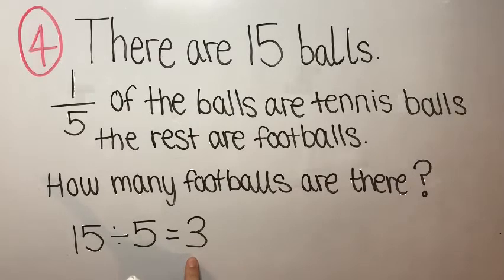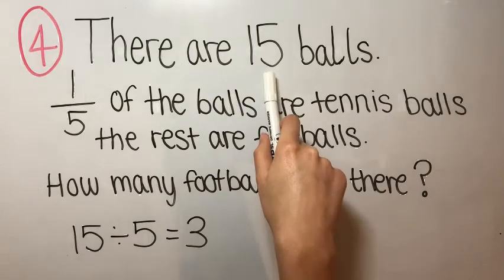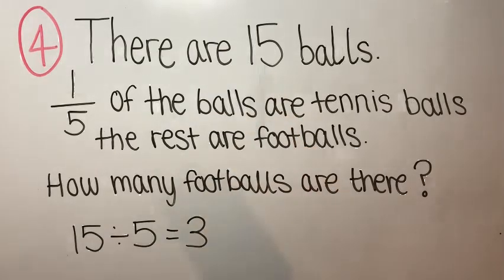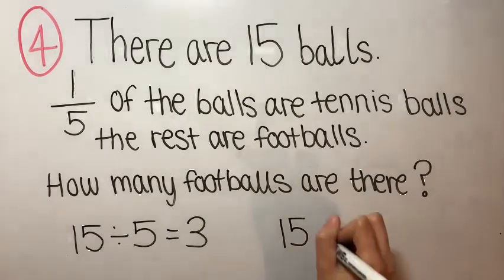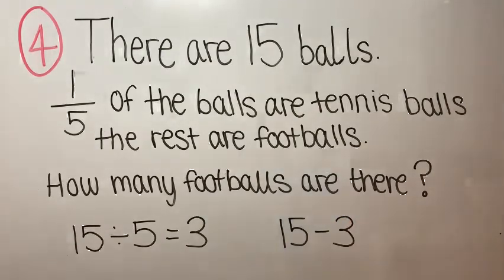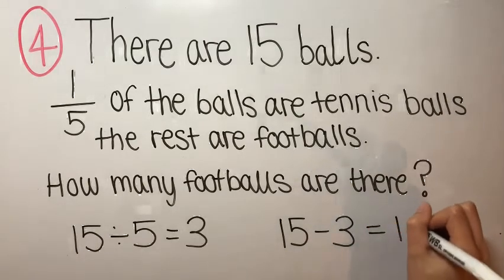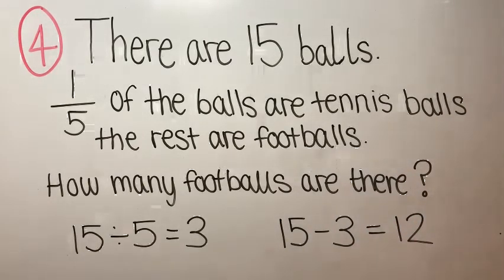We have 3 tennis balls, but the question says how many footballs are there? Now to work out how many footballs there are, we're going to get our total number of balls, which is 15, and we're going to take away our tennis balls, which is 3. 15 minus 3 gives us 12. Our answer is 12 footballs.